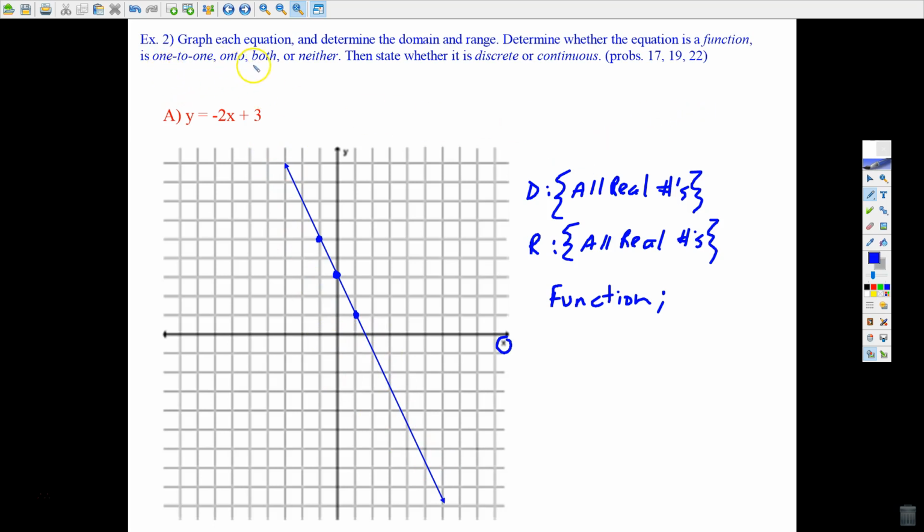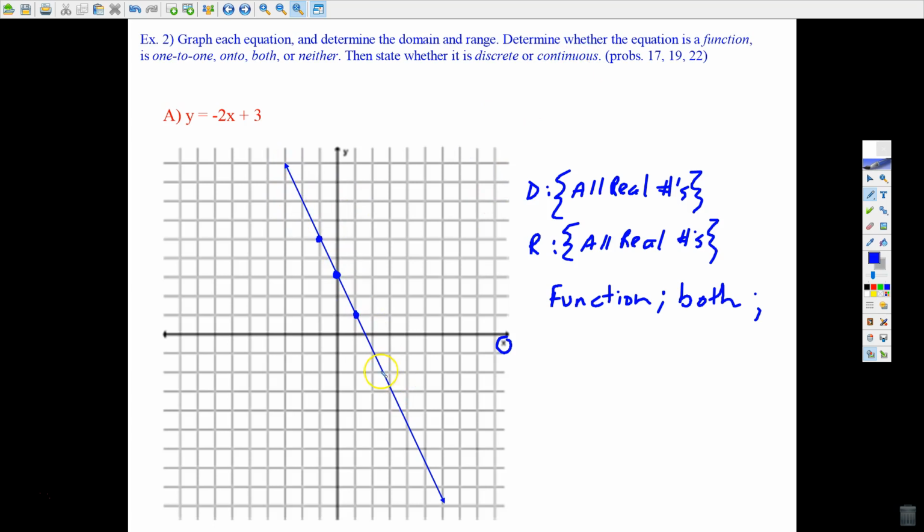Is it one-to-one, onto, both, or neither? Well, if it's one-to-one, then I don't have any repeat y's, and that's going to be true. If it's onto, every single potential y should be involved, should be used. That's also true. And so this is going to be both one-to-one and onto. And now we're going to get to these new terms. Is this discrete or continuous? Well, you can probably tell just by looking.